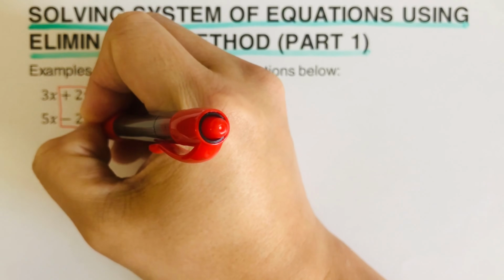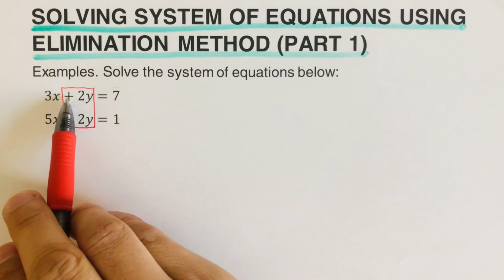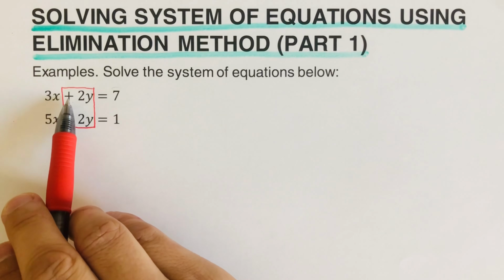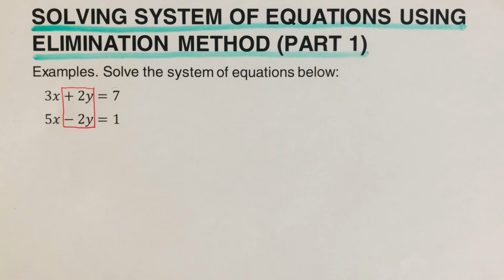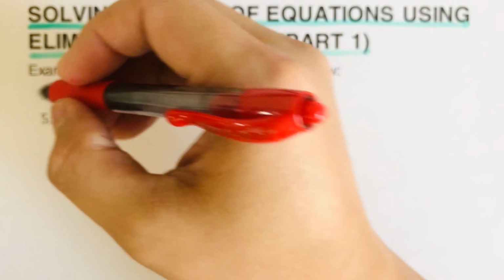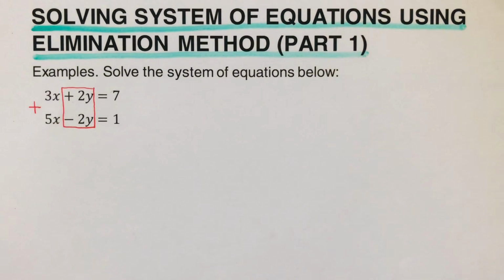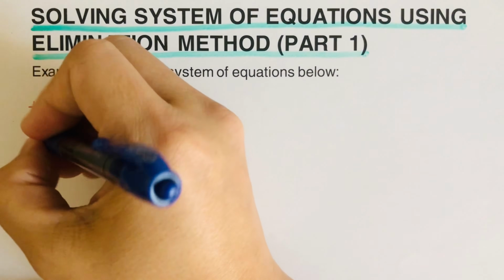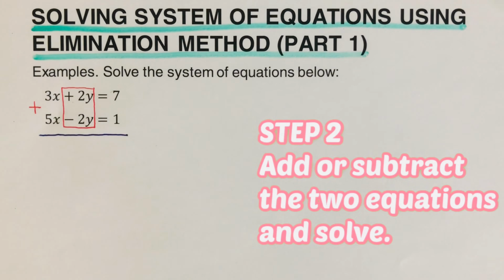That means this variable y has a coefficient of 2 in both, but their signs are opposite. One is positive, the other one is negative. And when we have opposite coefficients, then we are going to add these two equations. So if we add these two equations, which will be our second step, we either add or subtract the two equations and we solve whatever variable we can solve.